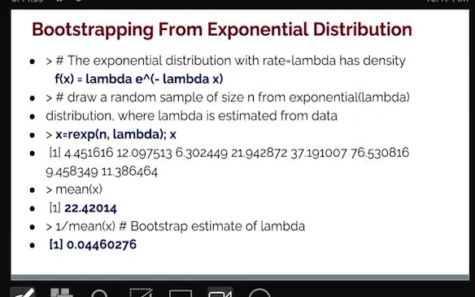Now, here, this is the density function of the exponential distribution I'm using. f of s equals lambda times exponential raised to the power negative lambda s. This is the exponential.